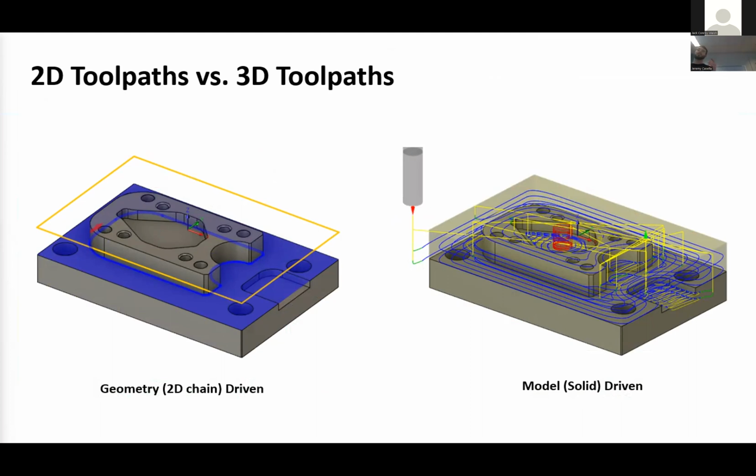So if you tell it to do the wrong thing, for instance, in a 2D tool path, it's going to do the wrong thing. If you tell the computer to do something, it'll do it, even if it's going to break your part or the machine. So that's just something to be aware of.